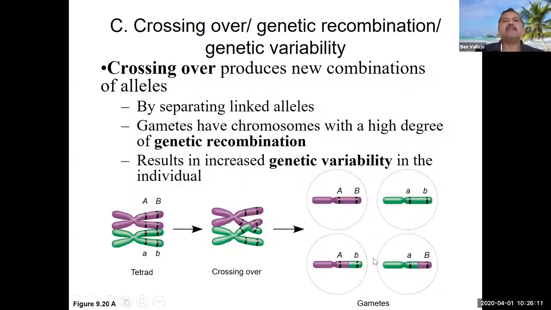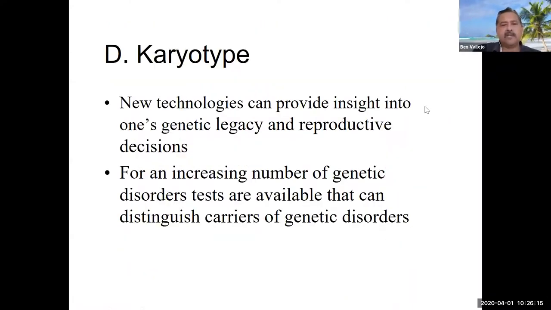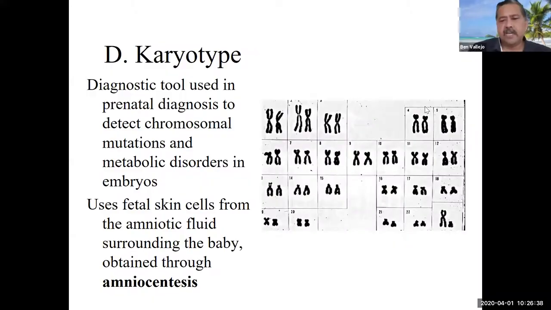So these are all ways to increase genetic variability, and crossing over is a way to increase genetic variability in humans. And then the other term that we want to review with you is a karyotype. New technologies can provide insight into one's genetic legacy and reproductive decisions. For an increasing number of genetic disorders, tests are available that can distinguish carriers of genetic disorders.